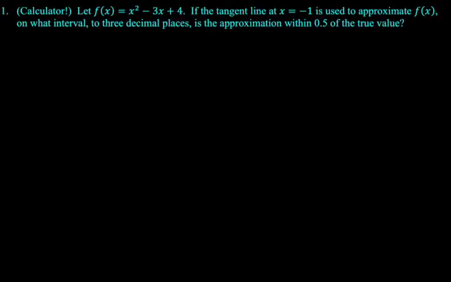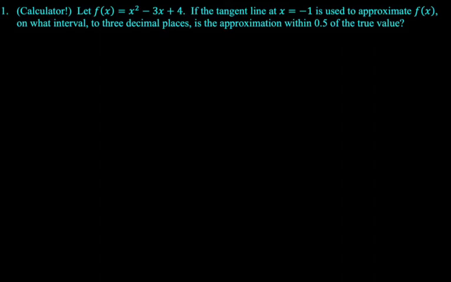This is a definite calculator problem, like you're not doing it without one. Let f of x equal x squared minus 3x plus 4. If the tangent line at x equals -1 is used to approximate f of x, on what interval to 3 decimal places is the approximation within 0.5 of the true value?